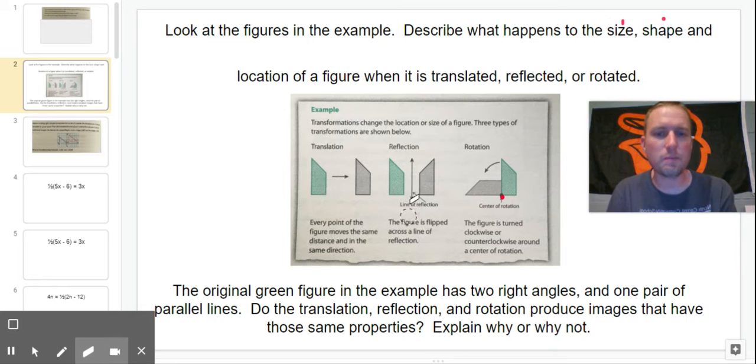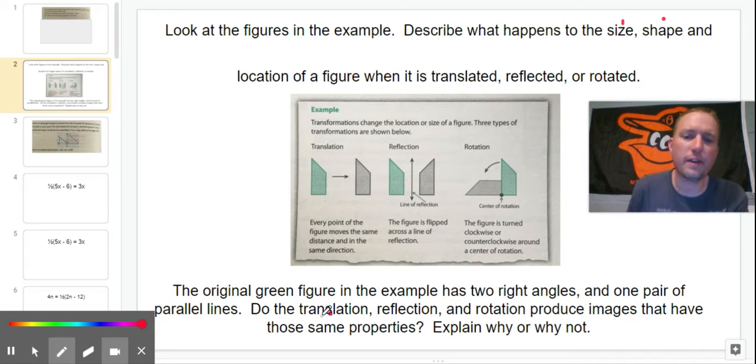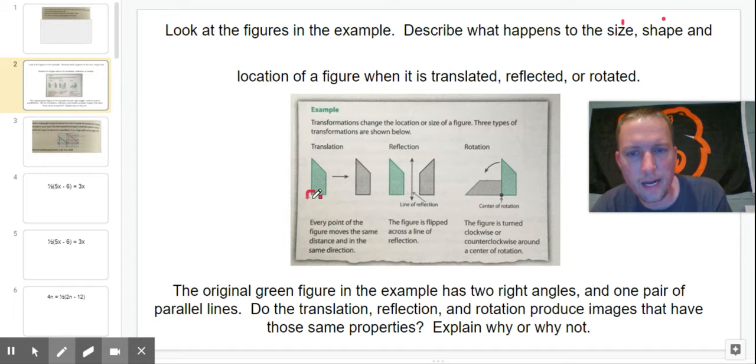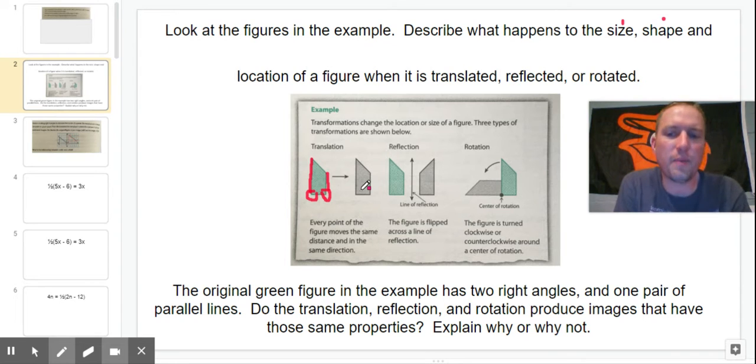Okay, cool. Let's move on to the next question, which says the original green figure in the example has two right angles, and a pair of parallel lines. Again, a right angle is when you have 90 degrees. Parallel lines are lines that do not intersect. So there's the pair of parallel lines. So do the translation, reflection, and rotations produce images that have those same properties? Well, let's look. Do you see two right angles and two parallel lines?